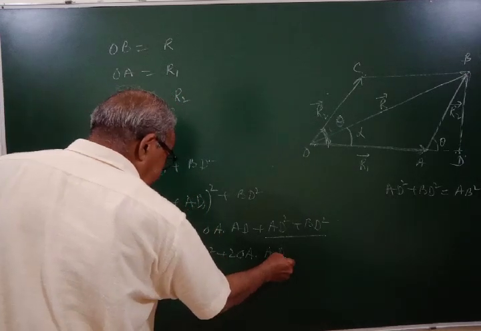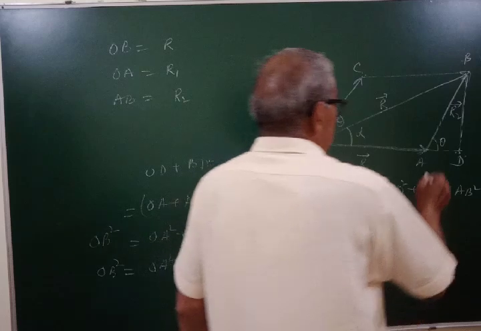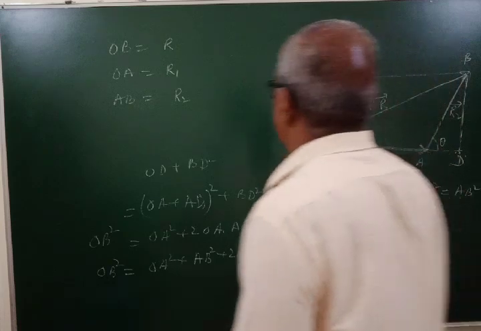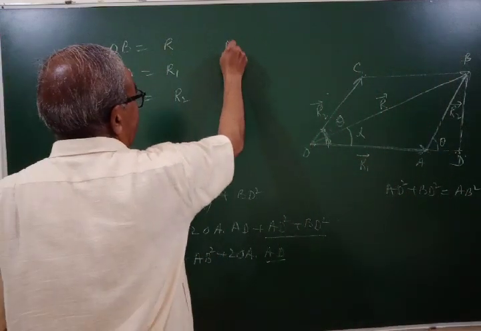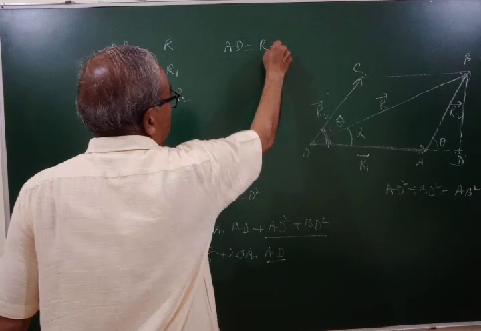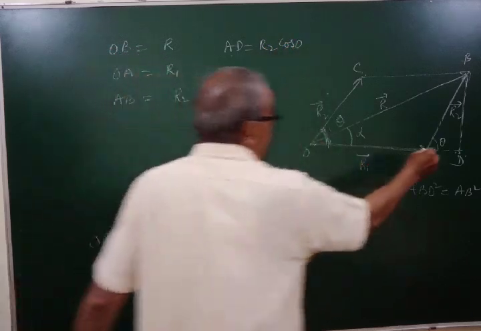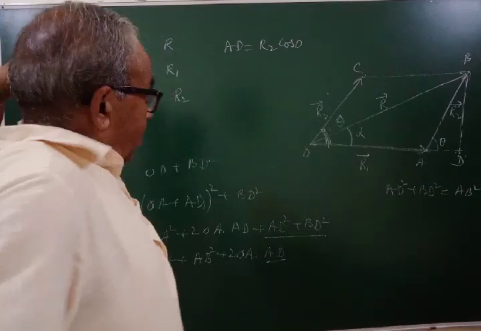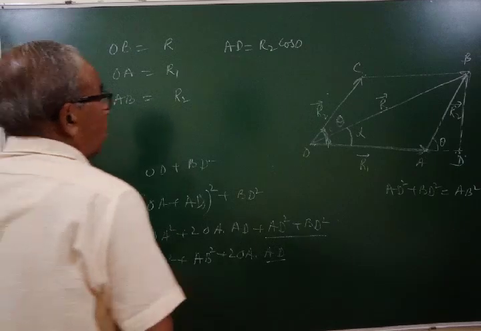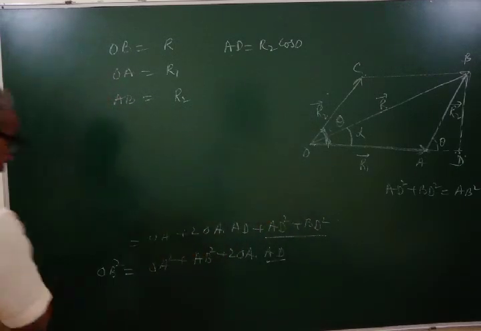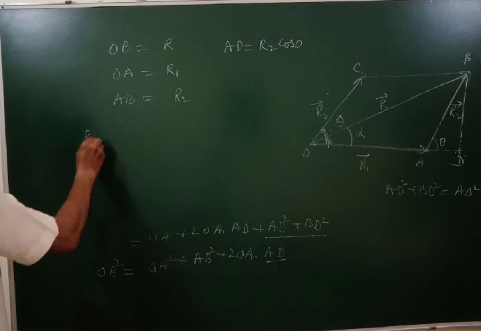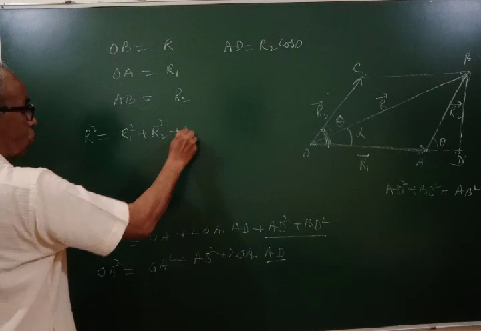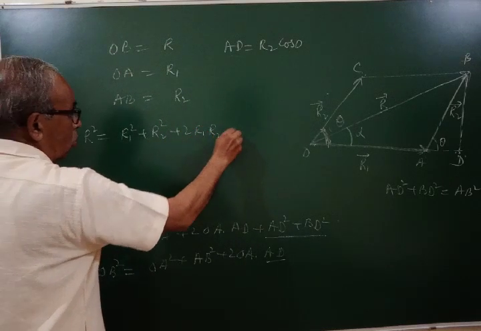Now AD. Here AD has been obtained by producing OA, and from the figure AD is equal to R2 cos theta. Base upon hypotenuse is equal to cos theta. So AD is equal to R2 cos theta. Putting these values here, we get R square equal to R1 square plus R2 square plus twice R1 R2 cos theta.